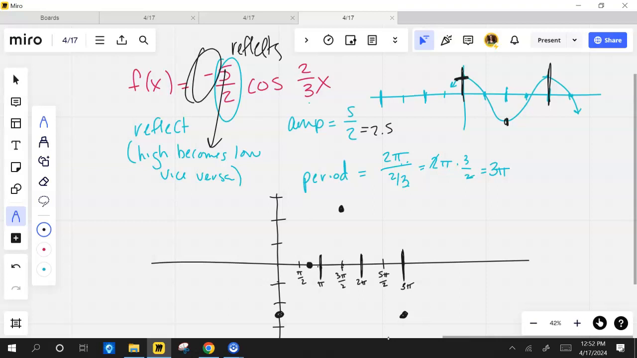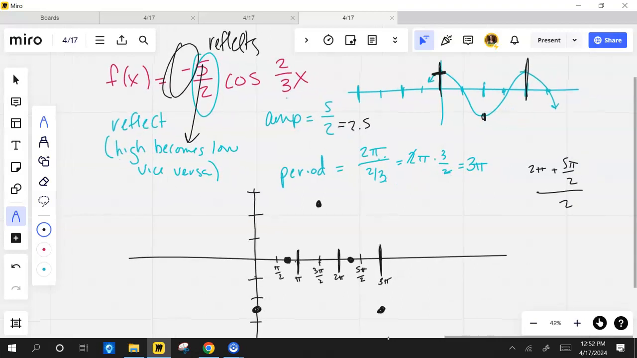Zeros happen when y is 0, so it'd be where cosine equals 0. Yeah, right here. And then in the middle of these as well, 1.5. Halfway between, I don't know. What is 2 pi plus 5 pi over 2? And then divide it by 2. 9 pi over 2. It'd be 9 pi over 4. He asked what value that was. That value is actually, you don't have to know that. You can just graph it, but yes, it's 9 pi over 4.